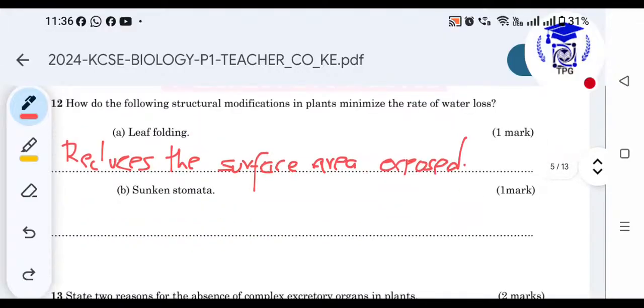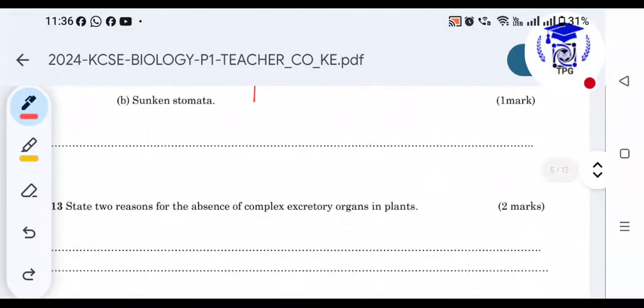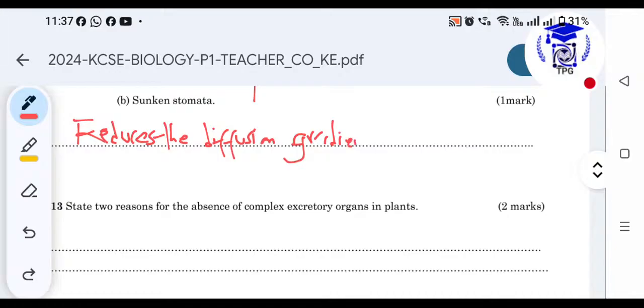Sunken stomata. What they do is that they reduce the diffusion gradient inside and outside the leaf.